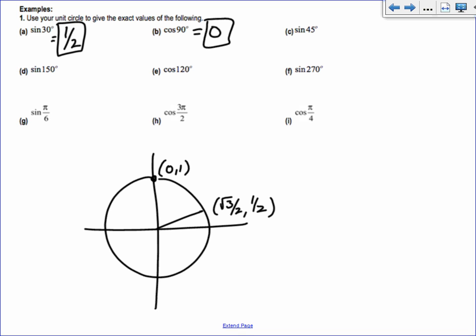Right? Sine of 45 degrees, that's root 2 over 2 comma root 2 over 2. So the sine is the y value. So it's root 2 over 2. You see how it works? So you're just filling in every single thing.